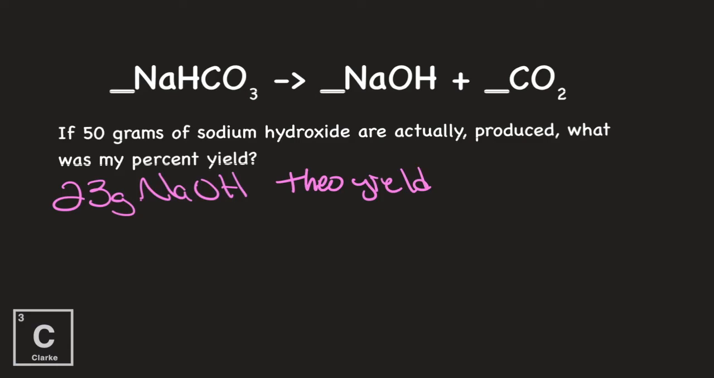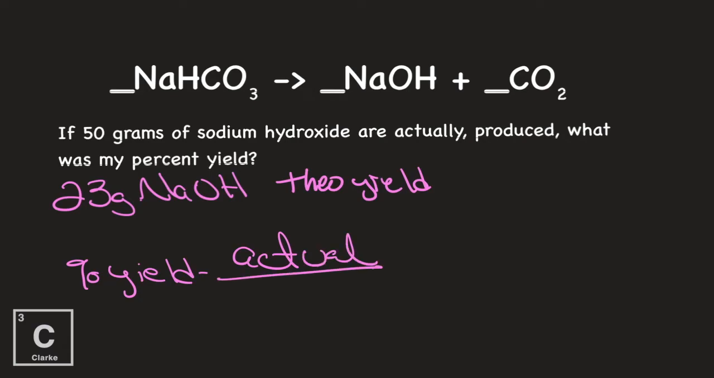So remember, percent yield is actual yield. That's the number given to you in the problem. That will always be given to you in the problem, or you will do it in the lab and actually measure the amount of product produced. If you're in my class, we will be doing this. So actual divided by theoretical. Remember, theoretical, that's your math. That's your stoichiometry. Let's multiply that by 100 to get a percent.